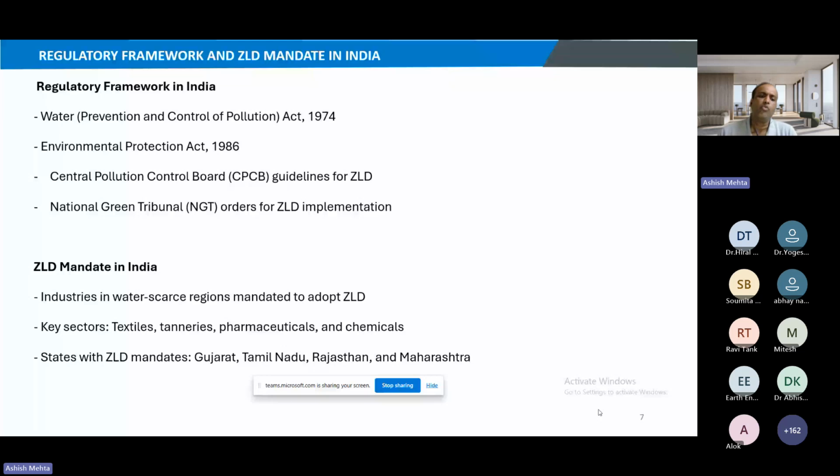So this is the basis that many of the industries and clusters are forced to adopt the ZLD concept. Industries, particularly in water scarce regions, have no other option but to go for ZLD because there is no other water source available. There are key sectors which are highly water intensive, and their need for water is very high. Such are textiles, tanneries, pharmaceuticals, and chemicals. ZLD mandate is well adopted to a certain extent by states like Gujarat, Tamil Nadu, Rajasthan, and Maharashtra. We have initiated, but I would say there's a long way to go. But this is the ZLD mandate status right now in our country.